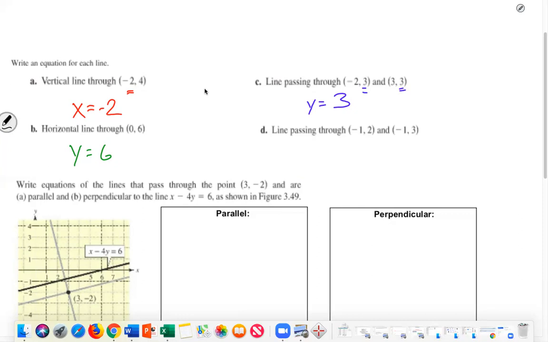Last but not least, what jumps off the page now for D? Well, what's the same in D? Oh, the negative ones. -1. That's my x value. X equals -1. Got it. That's how you write the equation of a line. All right.